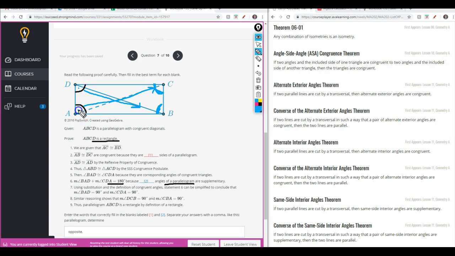Consecutive angles means they're right in a row. So angle A would be consecutive to angle D. We could also say angle A is consecutive to angle B because they're right in the same row. Since they are talking about these two angles though, it is consecutive.